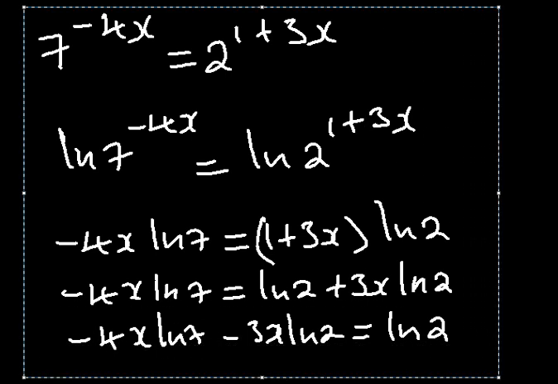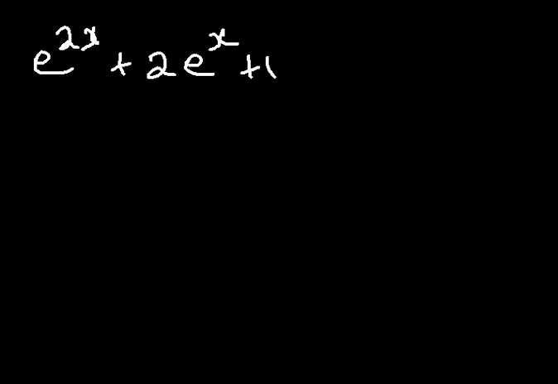Try to finish off that at your own time. Now let's say we also have this. Let's say we have e to the power 2x, plus 2e to the power x, plus 1, which is equal to 0. So now, how can you play around with this?